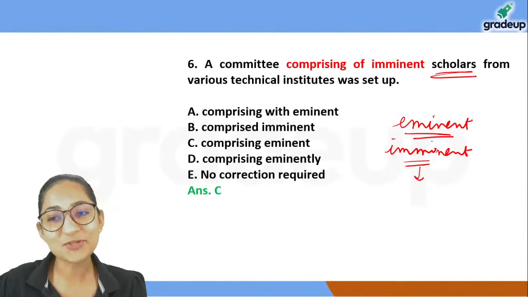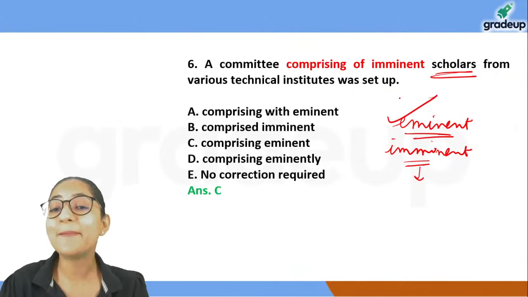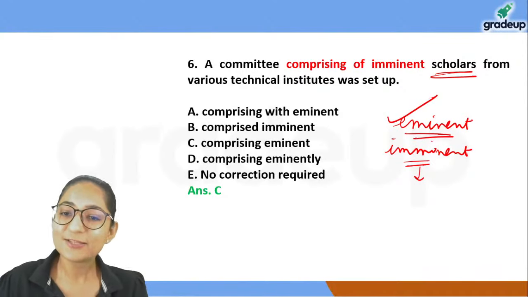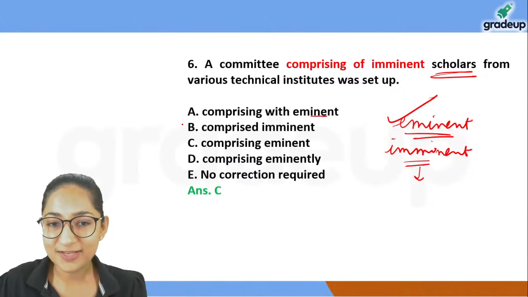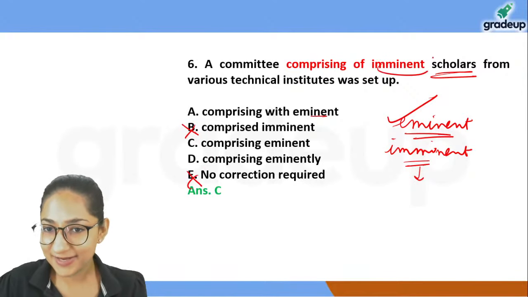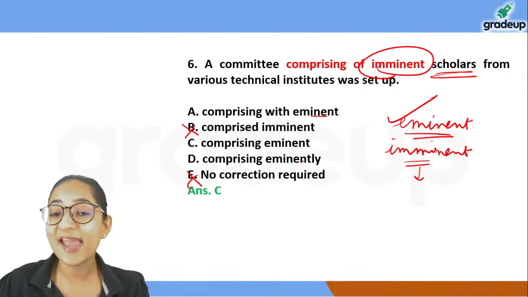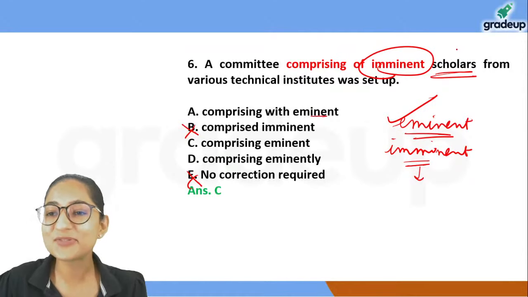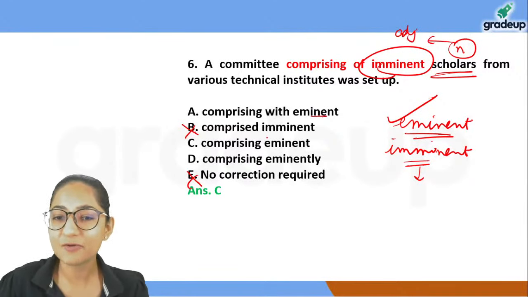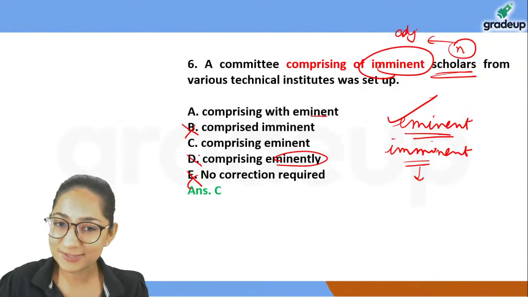Here we are talking about scholars. About scholars, of course, eminent will come into the picture. Imminent would not make any sense. So we have eminent. This option is out. No correction required is also out. You can't say eminently scholars. Why? Because scholars is a noun. What words modify nouns? Adjectives modify nouns. Adverbs can't modify nouns. So this is also out.